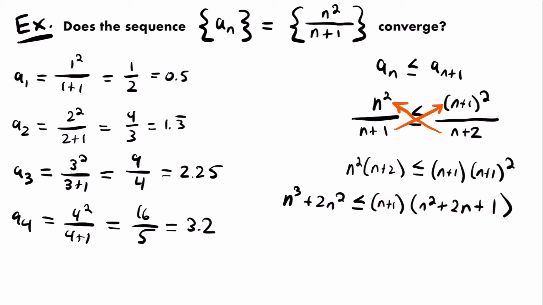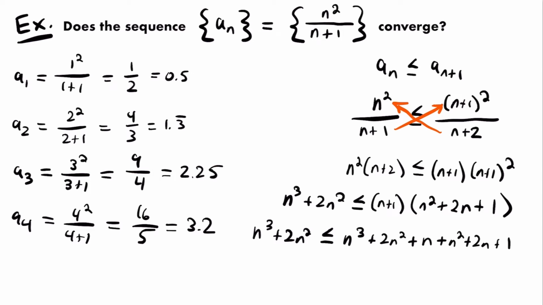So we're going to have to take turns multiplying each of these terms by each of these terms. So we're going to have n cubed plus 2n squared is less than or equal to n times n squared, that's going to be n cubed. Then n times 2n, that's going to be plus 2n squared. Then we'll have n times 1, which is just n, so plus n. And then we're going to multiply 1 by each of these terms, and so we'll have plus n squared plus 2n plus 1.